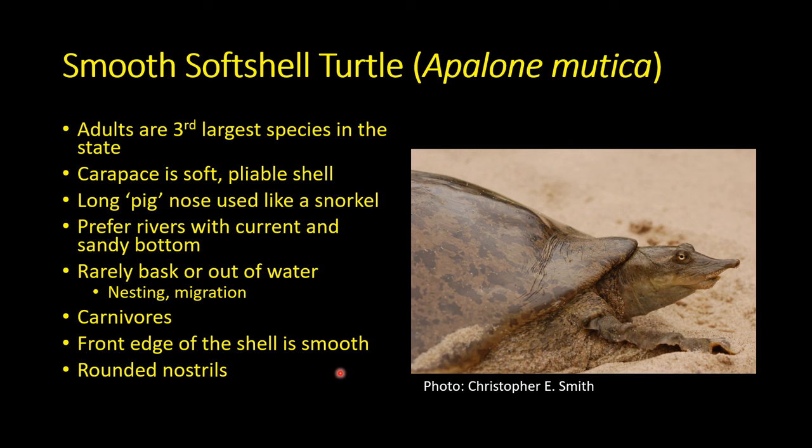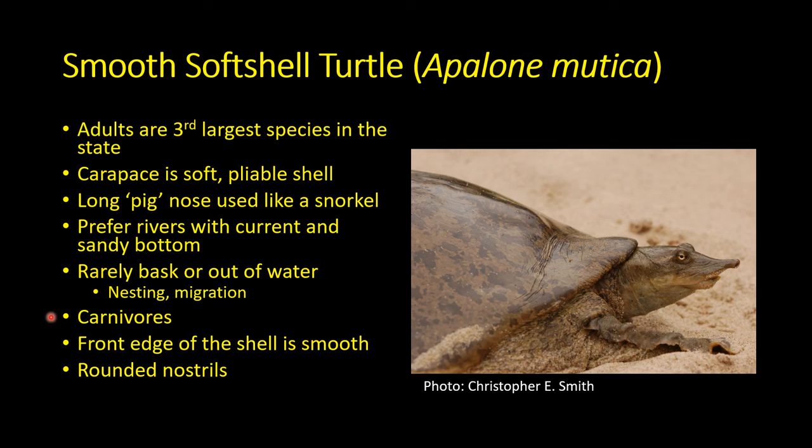Softshell turtles, we actually have two species of, but they prefer clear waters with current, so moving water, and sandy bottoms. So they prefer to be in river habitats rather than lakes or wetlands, much like the map turtles are typically found in the river as well. We don't tend to find those in wetlands. We don't see them out as much basking, but they do leave the water to nest. They do leave the water to migrate. They will come out and bask occasionally. We just don't see them out as much as we do the painted turtles or the false map turtles.